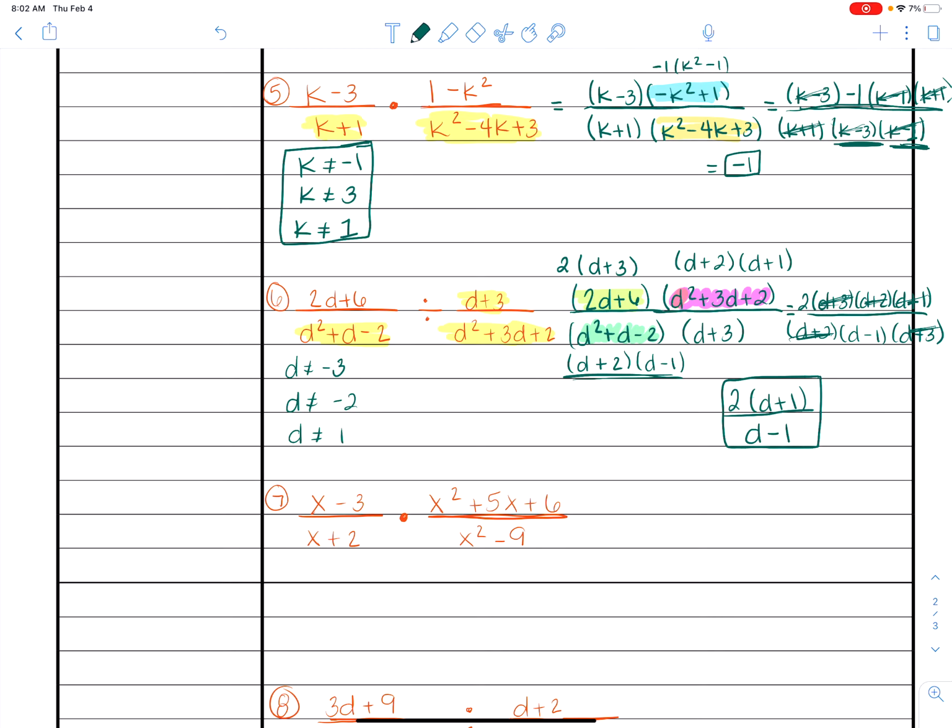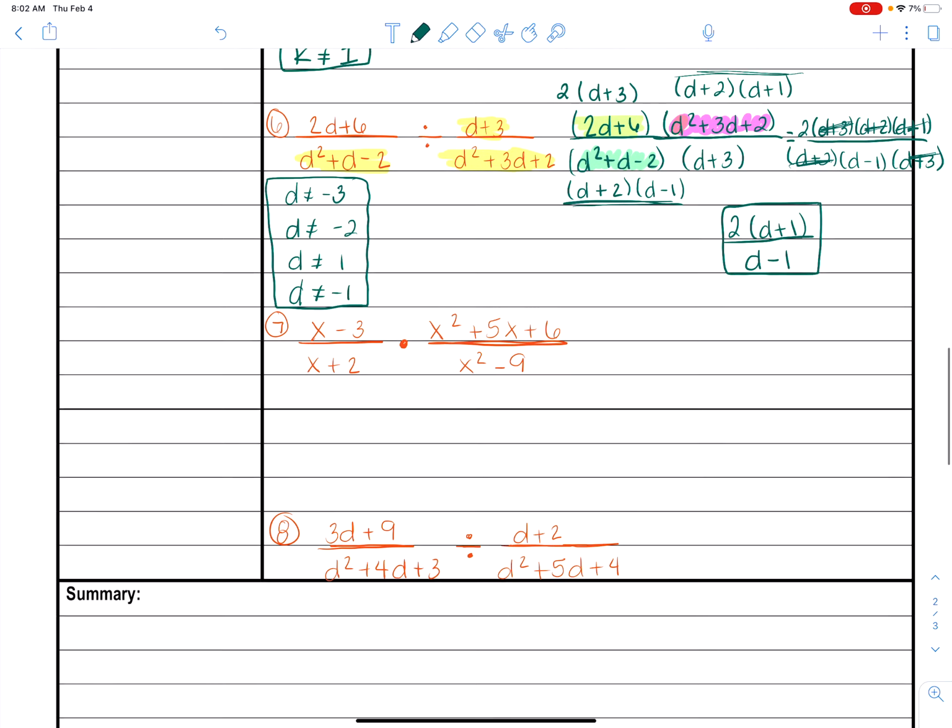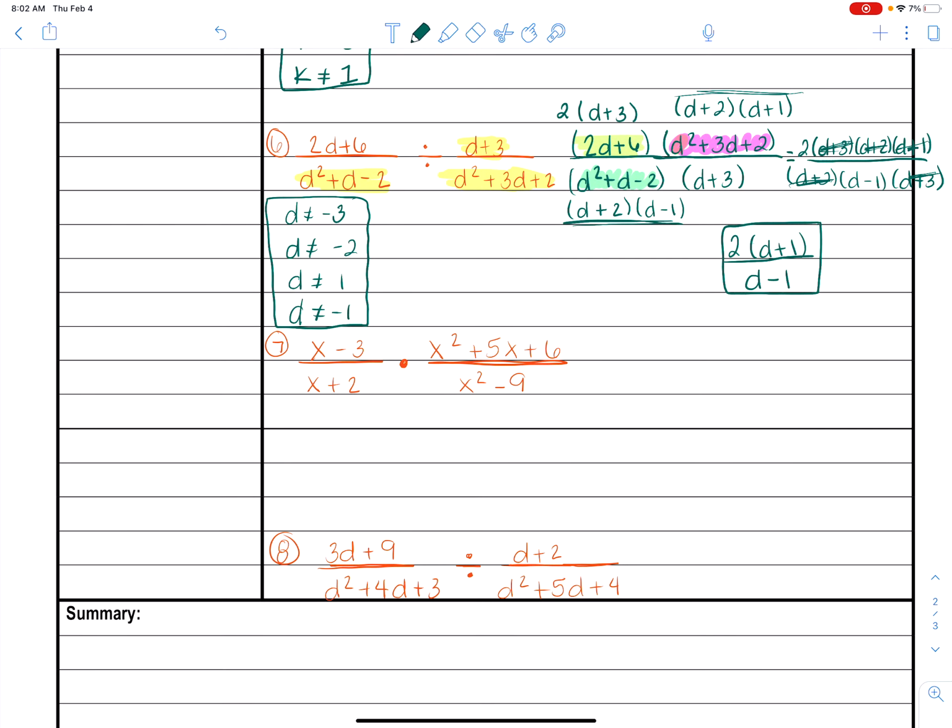And then if I look at this one up here, that means D cannot equal negative 2, I already have that, and D cannot equal negative 1. That's a lot of numbers that D is restricted to. Okay, next, we have x minus 3 times x squared plus 5x plus 6 divided by x plus 2, x squared minus 9.